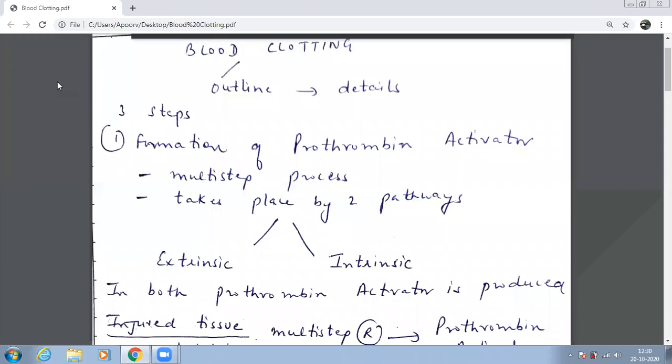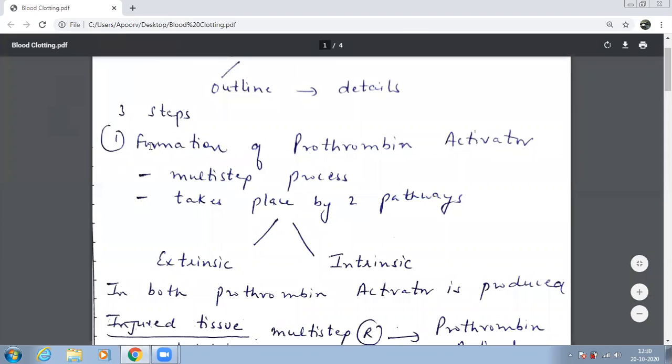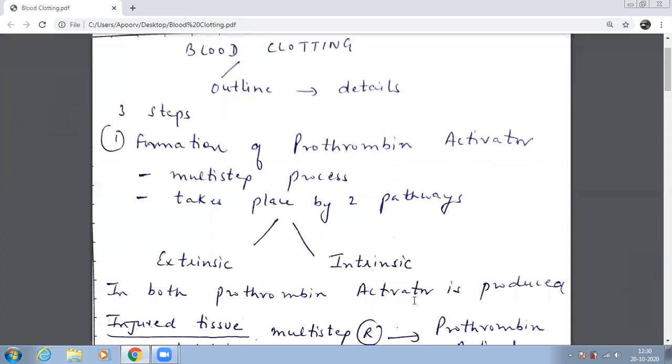I'm giving you the three outline steps. Later we'll go into detail. First step is formation of prothrombin activator. This is a multi-step process and it takes place by two pathways, extrinsic and intrinsic. What are the two pathways by which it takes place? Extrinsic and intrinsic. I'll be telling you about this a little later when I go to details.